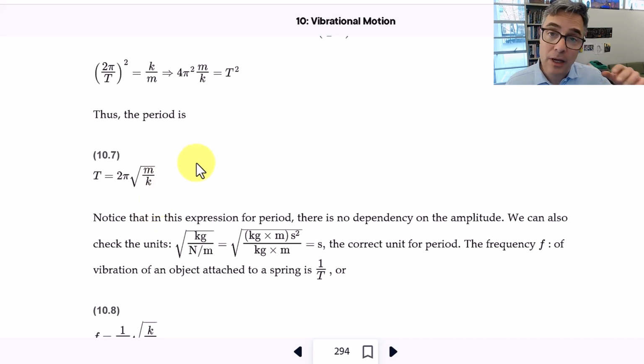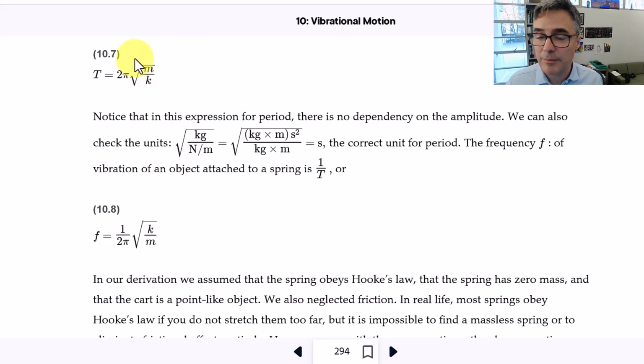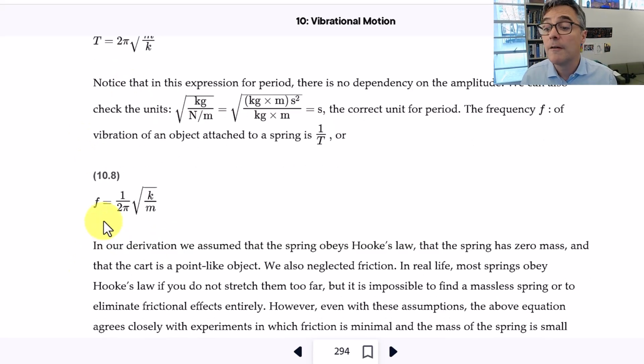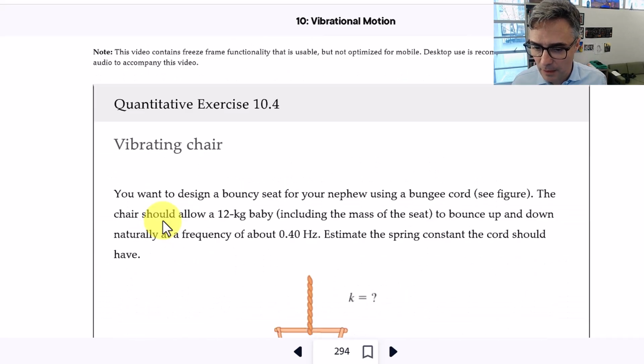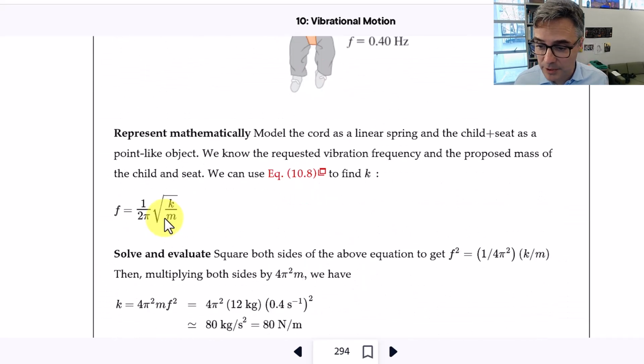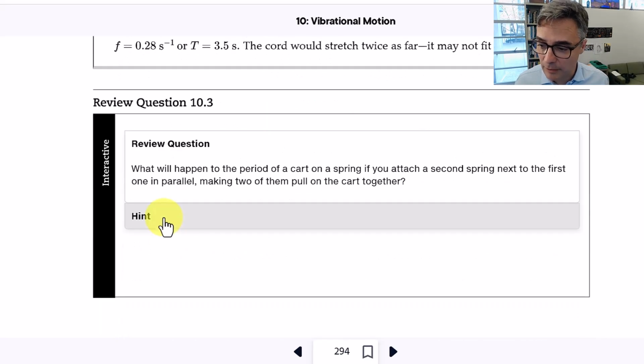So the higher the mass, the longer the period, and also the higher the spring constant, the lower the period. And remember, the period is 1 over the frequency, or the frequency is 1 over the period. So there's also a corresponding equation for the frequency of a cart vibrating on a spring. The frequency goes up as the spring constant goes up. The frequency goes down as the mass goes up.